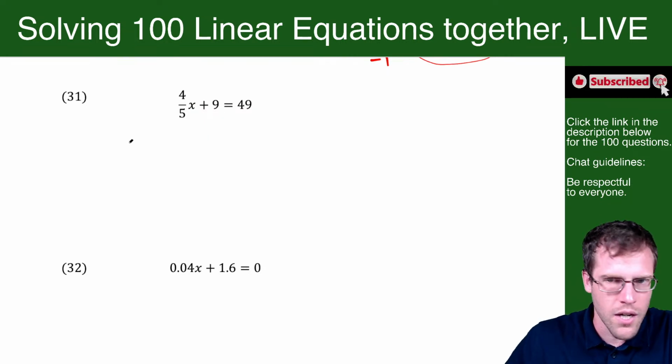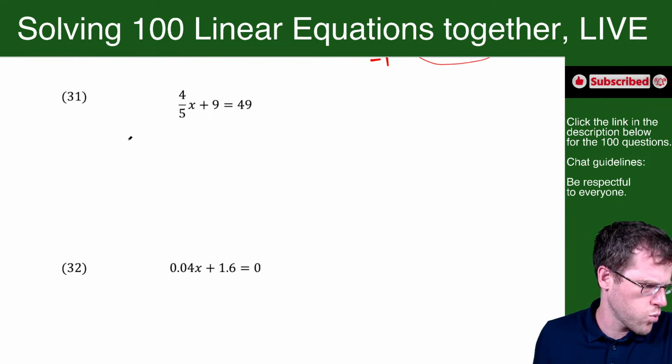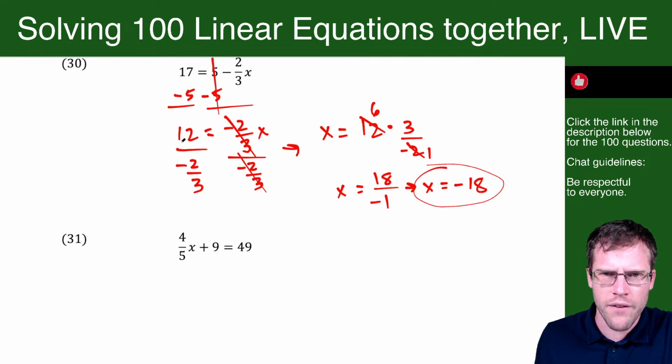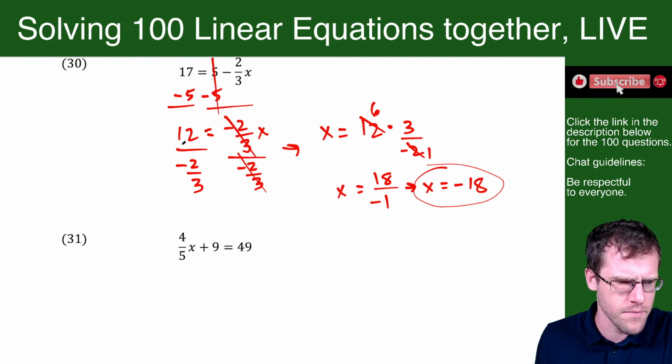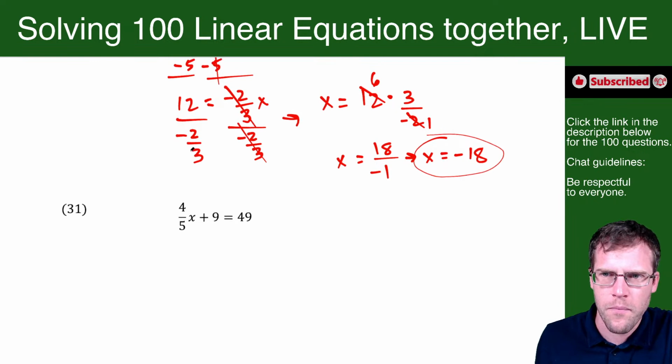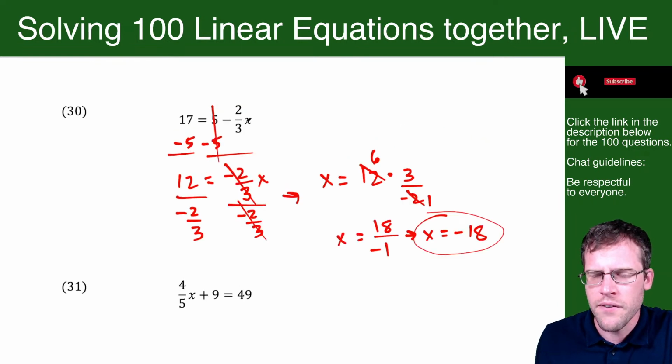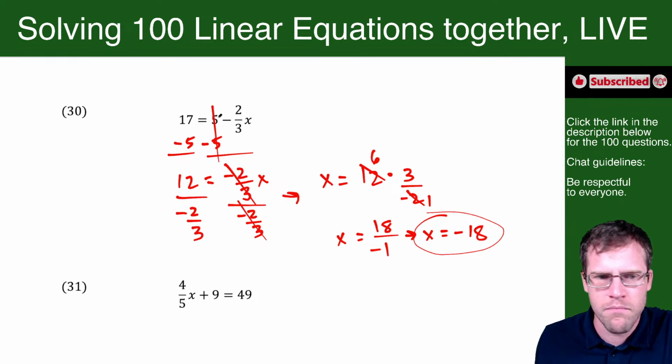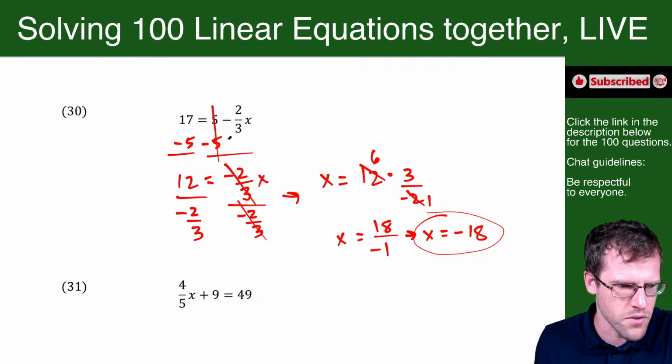So let's see. Negative 12. Wait, negative 12 you got for question 30? Yeah, that one should be negative 18. Because even if you check here, 2/3 of 18 is 12, but it'll become plus 12. 5 plus 12 will give you 17.